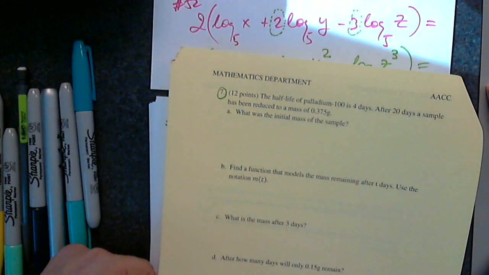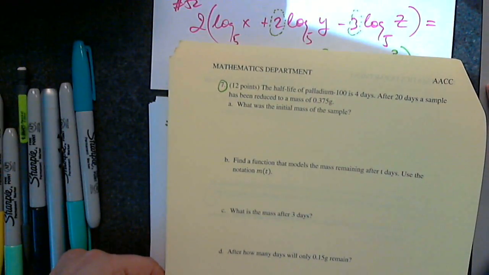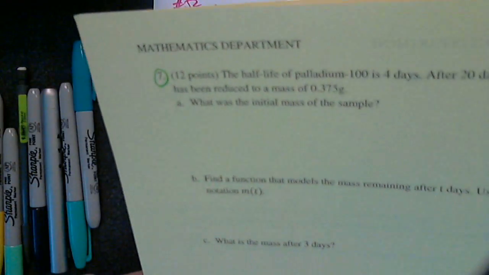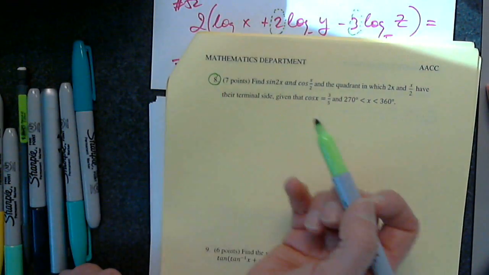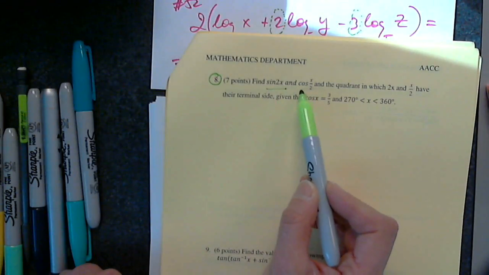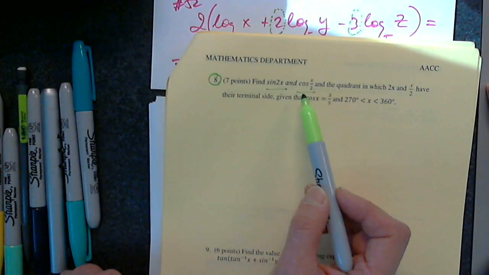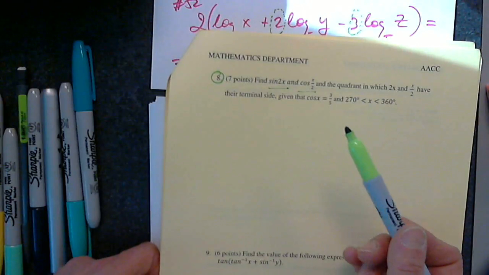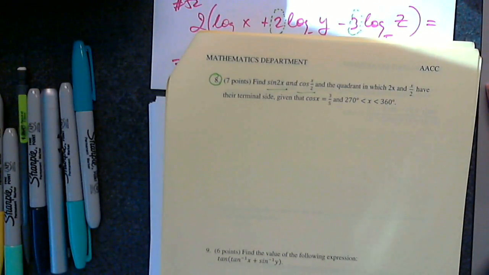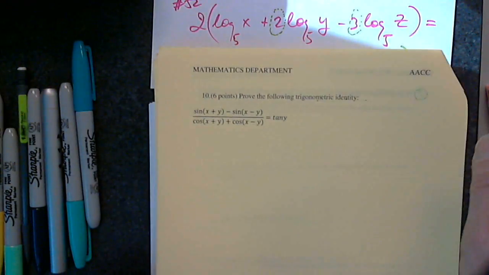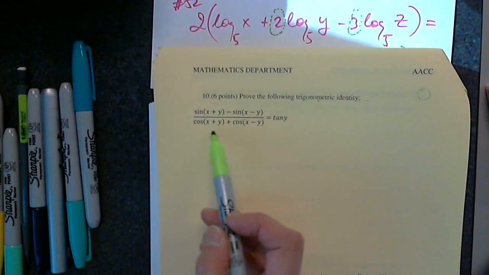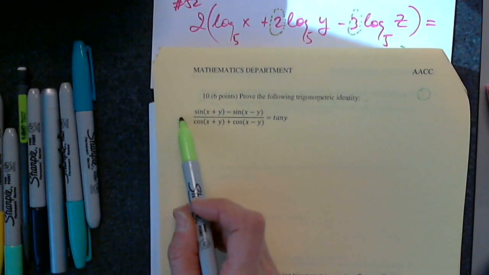Problem 7, it will take a while because I have to think on number 7. It's just not 100% routine. Number 8, because I have sine 2x and cosine 2x, and cosine x over 2, and it requires some time. I have to think, I have to remember formulas, identities. This one we already did last time. Now this one I don't think it's going to be any difficulty.